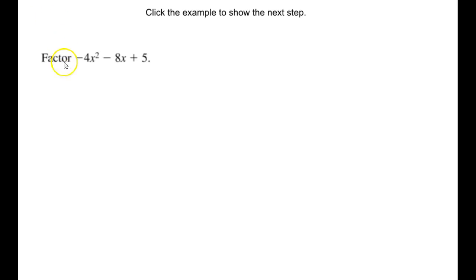So this is going to be example number 4. And the only difference that you'll notice here is that I also have a negative sign here, right? And that's not really going to change anything. We're going to continue to follow our same steps.